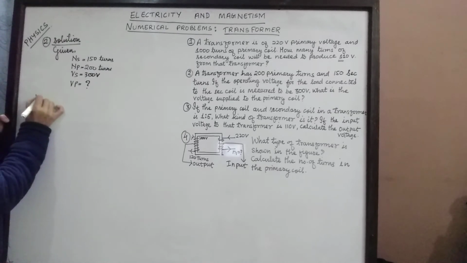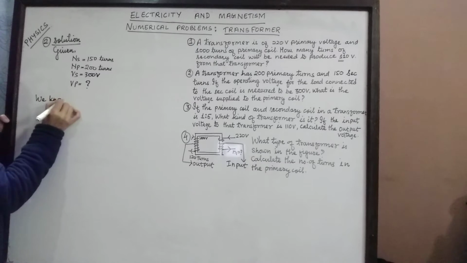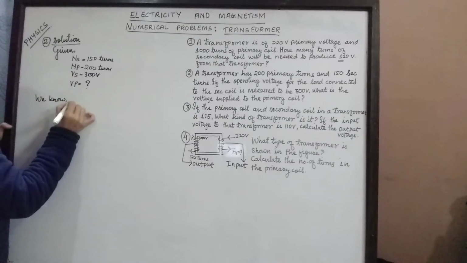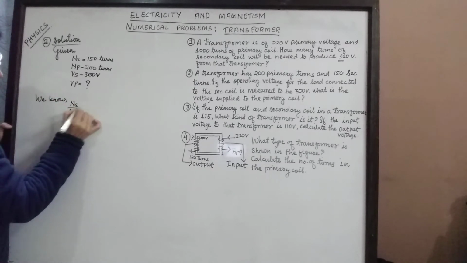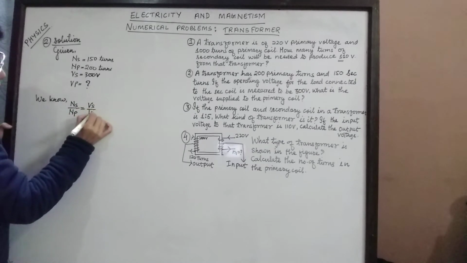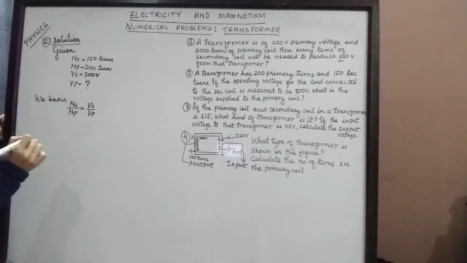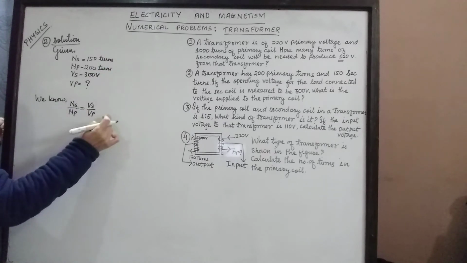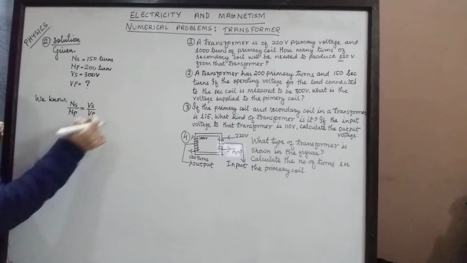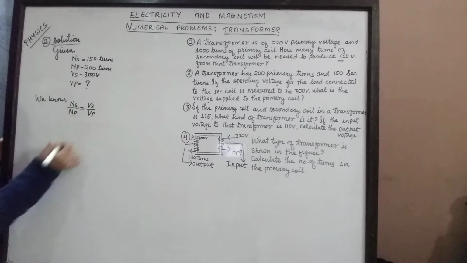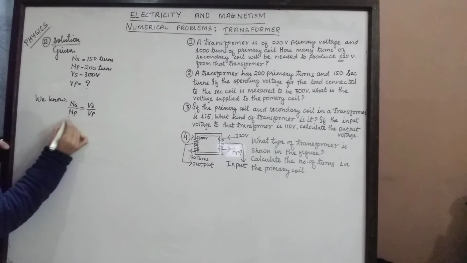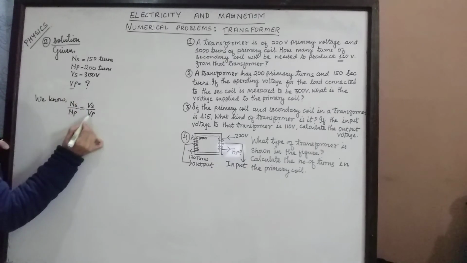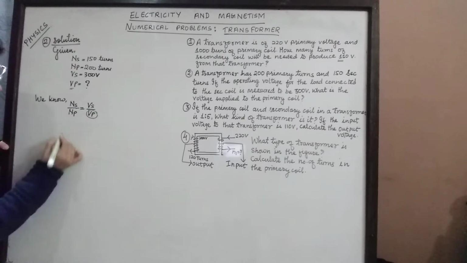Now we know NS by NP equal to VS by VP according to the formula of transformer, right? So up to this point you'll be getting 0.5 marks, okay, if you put all the values correctly and write the formula correctly. And you see, rearranging the equation, what should be found out over here? VP. You have to find out this one and the other 3 are given. So rearrange the equation.